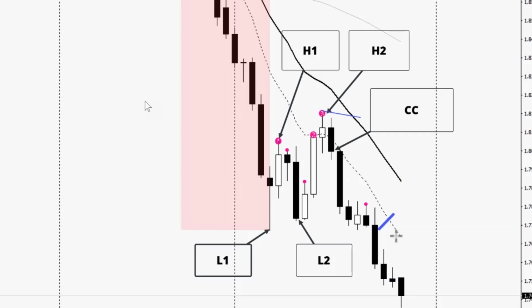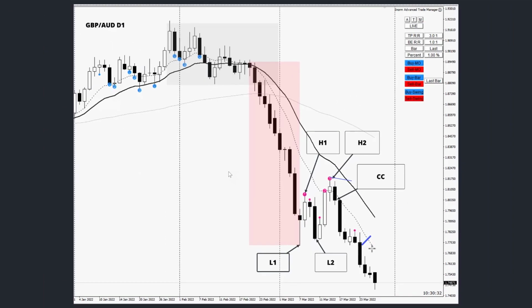So that is the example of a bearish two-legged pullback with a confirmation candle, and how to get in on a confirmation candle.